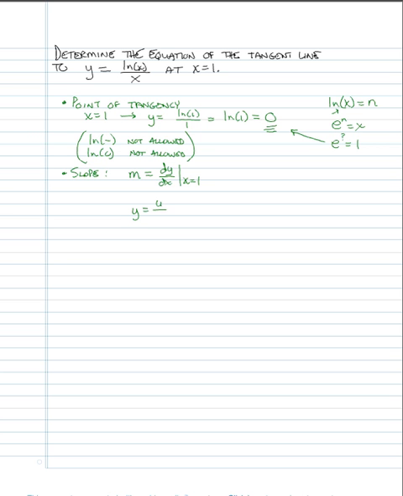Remember, if our function is a fraction, then the way we take the derivative of a fraction is we say, okay, denominator times derivative of numerator minus numerator times derivative of denominator, all divided by the denominator squared. Remember, that's called the quotient rule for derivatives.